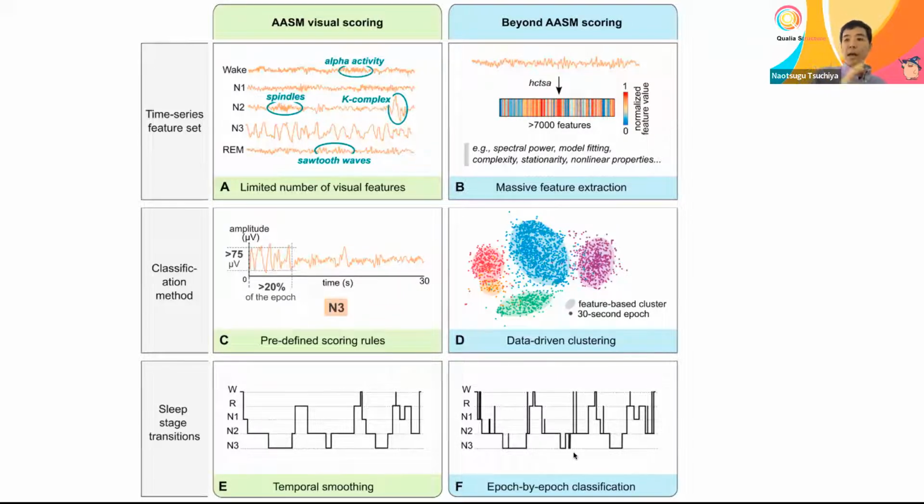And then epoch-by-epoch classification allows us not to discard the contextual information, but also allows us to discover sub-stages of sleep as well, which is also going to be important in the future.